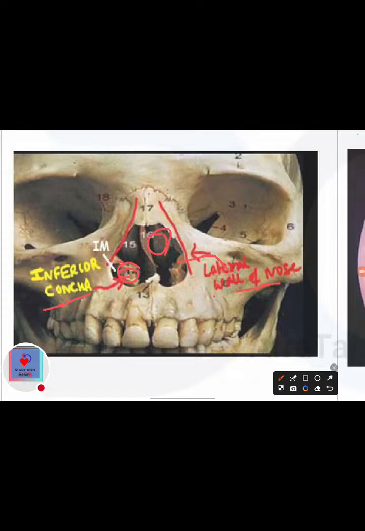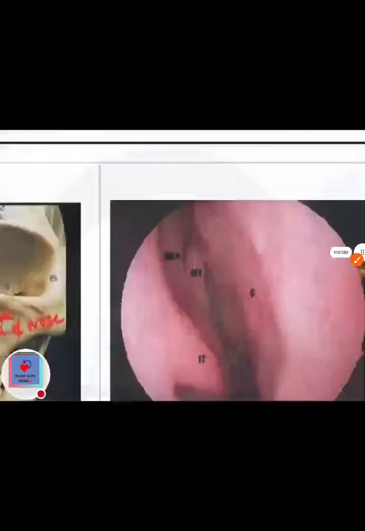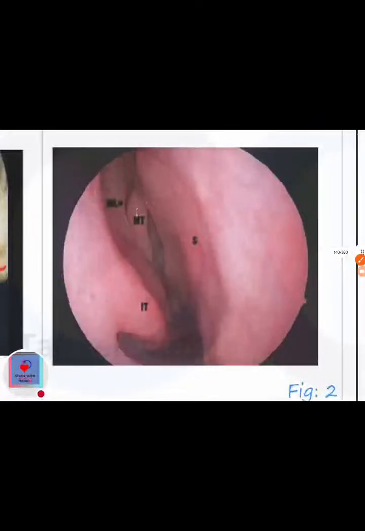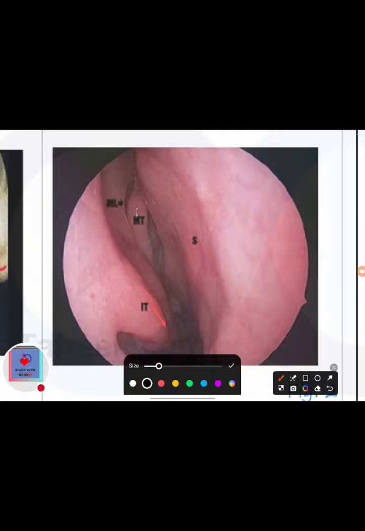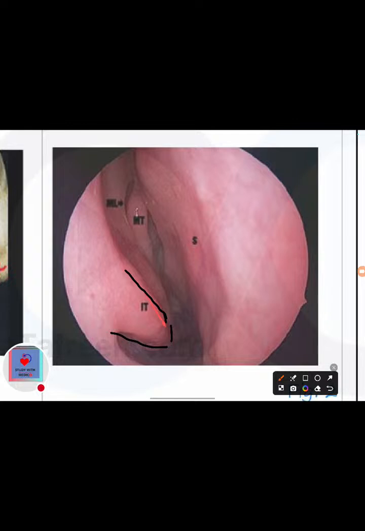These ones are part of the ethmoid bone itself. So here, if you see the picture image, this is the inferior turbinate. This one is a different color. This is the inferior turbinate. Below that you will have the inferior meatus, and this is the middle turbinate. Below that you have the middle meatus.